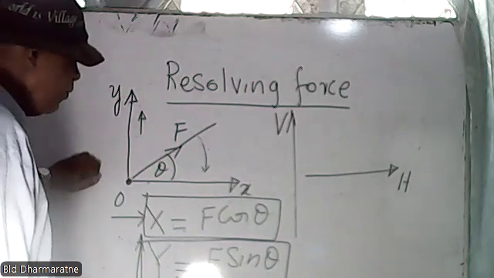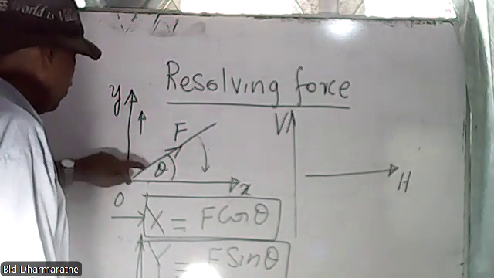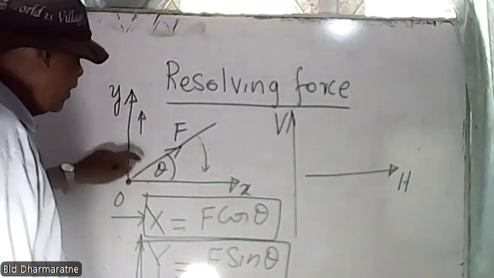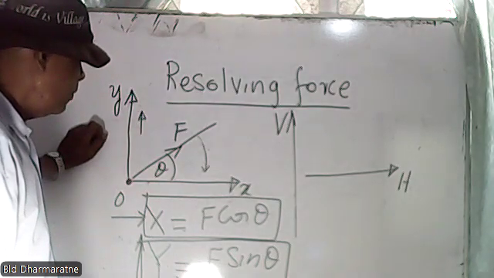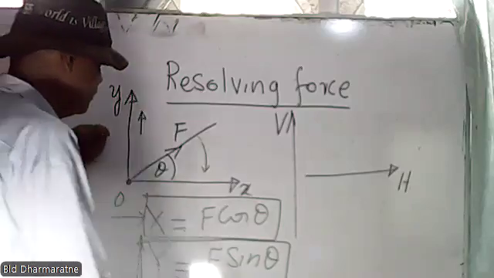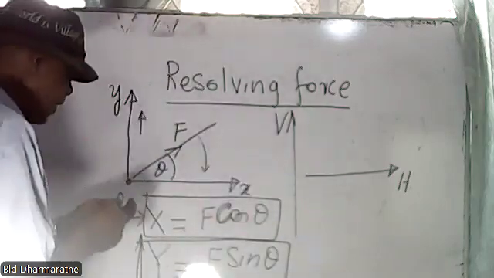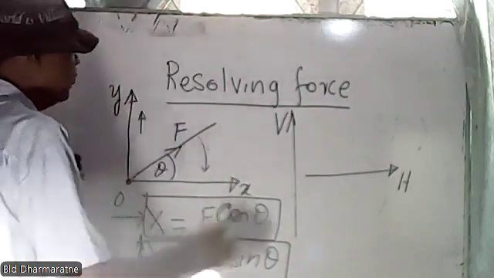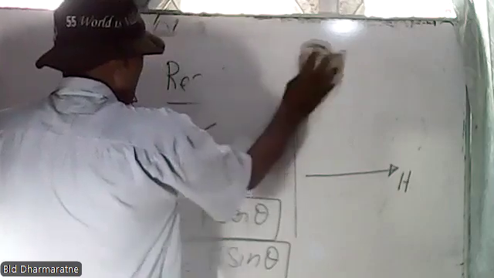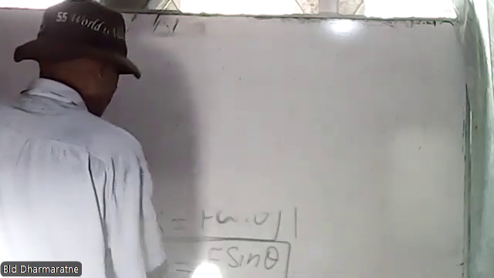Actually, angle take only one time. You have to indicate and calculate the angle with the horizontal, the x-axis. This is the simple way of the forces resolving system. F cos theta on the x-axis, F sin theta on the y-axis. You remember this one. Very easy to resolve the forces. Now we resolve various forces.